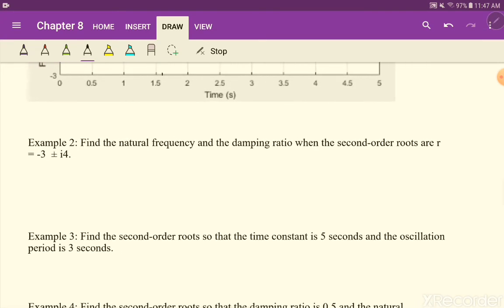Let's find the natural frequency and the damping ratio when the second order roots are -3 plus minus 4i. So what do you think? If you have roots equal to -3 plus minus 4i, what's the characteristic polynomial? Really the hard way to do it is I go r, first one is a 3.